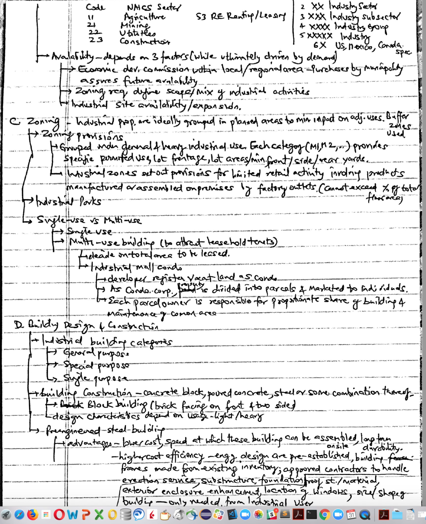Industrial zones often set out provisions for limited retail activity involving products manufactured or assembled on the premises by way of factory outlet stores. However, such a provision would typically require that the area of the outlet cannot exceed a specific percentage of the total floor area. Also, the industrial zoning provisions provide for office floor area to accommodate the administrative staff and in-house professionals or technical staff, either within the manufacturing facility or in a separate building on the same lot.